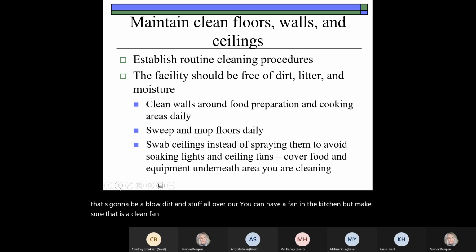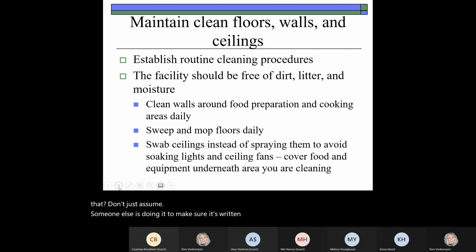Sweep and mop the floors daily. Again, make sure you know who's doing that. Don't just assume someone else is doing it. Make sure it's written out clearly. And store your mops and brooms and such appropriately.